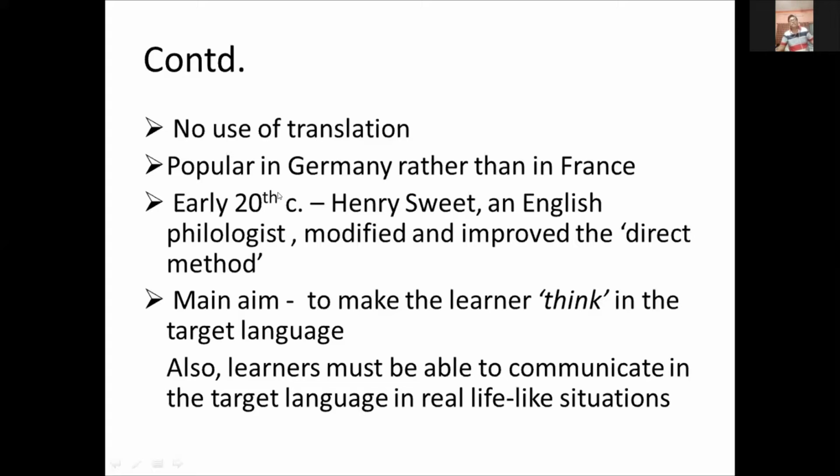Now, as we see, there is a difference with the grammar translation method, because the grammar translation method lays stress on the use of literary language, on the development of writing skills and reading skills. But here the emphasis is on the ability to communicate, on developing the power of speaking. So there is a fundamental difference between the translation method and the direct method.